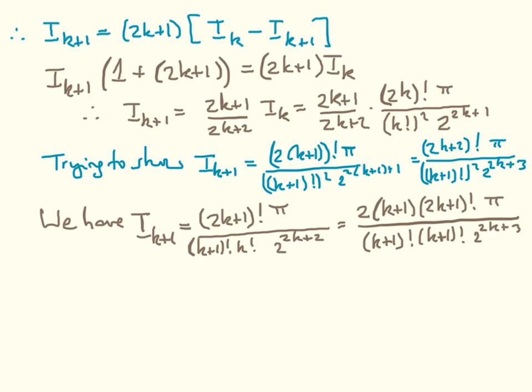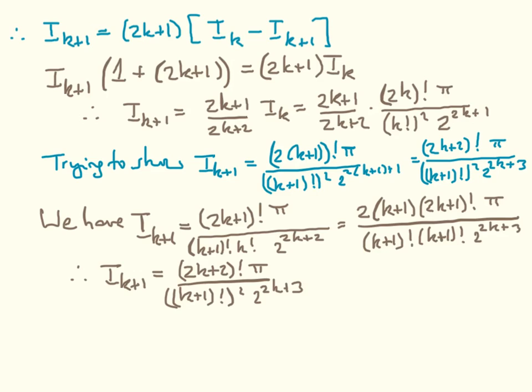And now we just notice that 2 times (k+1) is 2k plus 2, and (2k+2) times (2k+1) factorial is (2k+2) factorial. So therefore I with the label k plus 1 is (2k+2) factorial times pi over (k+1) factorial, all squared, and 2 to the 2k plus 3. And this is as we needed to show.